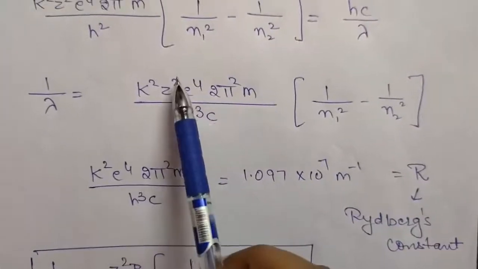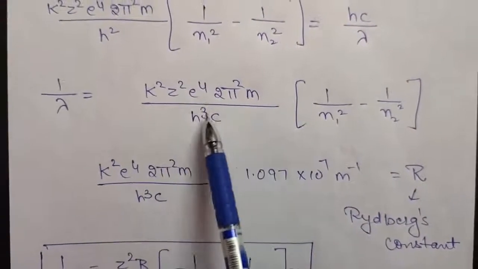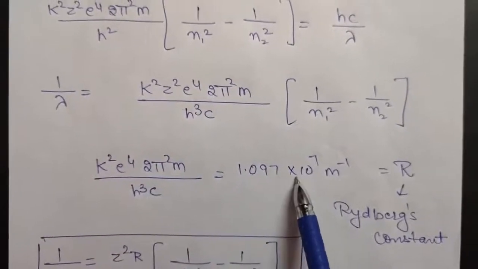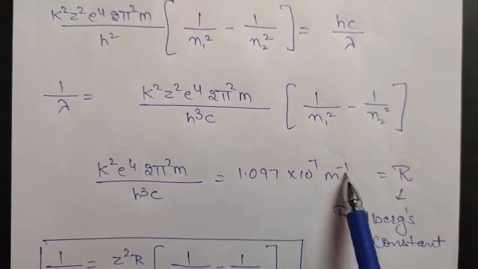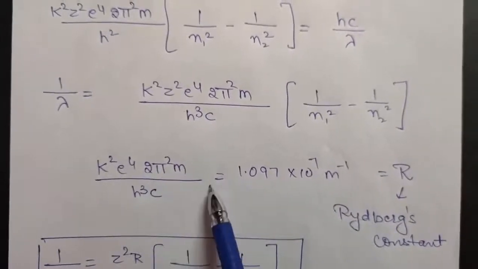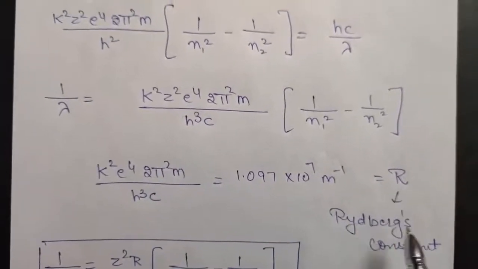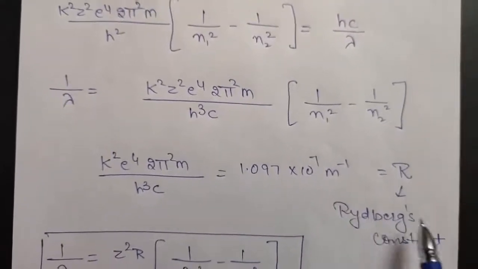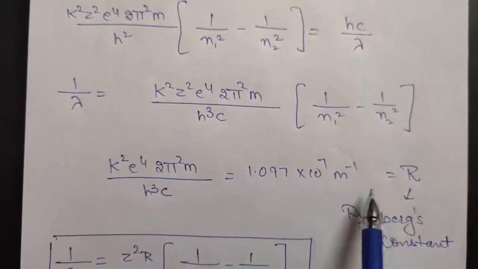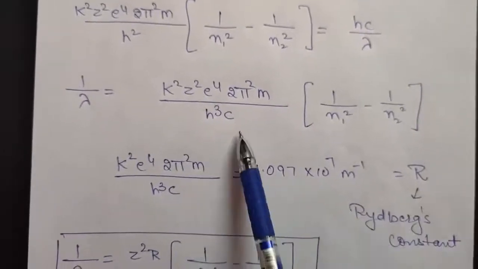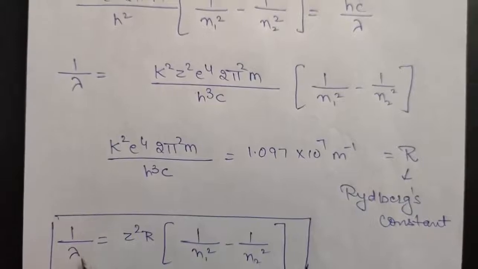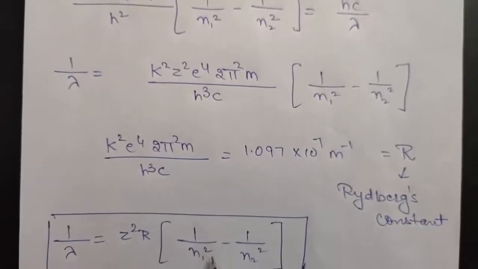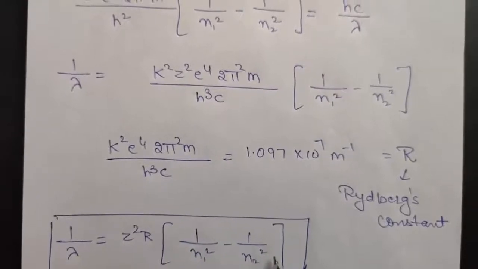Now leaving this z only, if you take all the factors, their value comes to be 1.097 into 10 to the power 7 meter inverse, and this value is also called R, that is Rydberg's constant. Because its value is a constant, it is defined as Rydberg constant. So now if you substitute R in this formula, 1 by lambda is equal to z square R into 1 upon n1 square minus 1 upon n2 square.